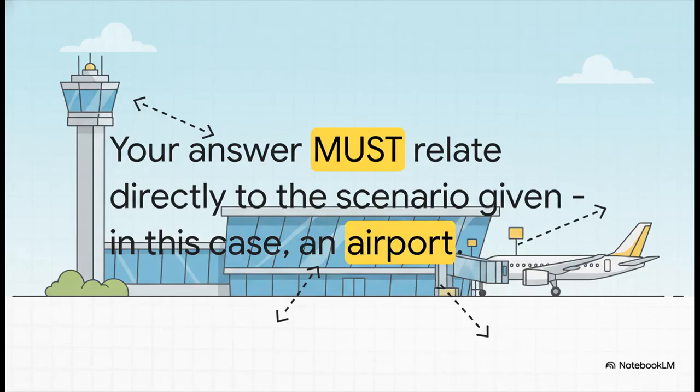And here it is, maybe the most important part of all, context. This isn't just a generic question about networks. It's about a network in an airport. Every single point you make has to link back to that specific setting. I'm telling you, generic answers are the fastest way to throw away marks. You've got to make it relevant.